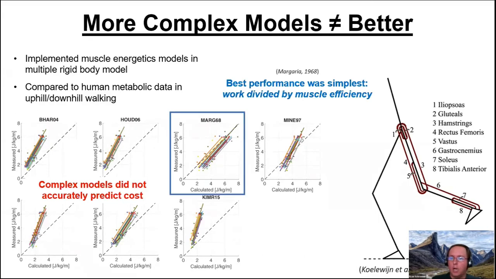And in fact, the one that did do a fairly decent job was just simply the work divided by muscle efficiencies. This was an observation by Margarita in 1968 that muscles performing positive work operated around a 25% efficiency and doing negative work at a negative 120% efficiency. So just the simplest version of this cost model actually did the best in terms of predicting energetics of, in this case, walking uphill or downhill. So the only point being that more complex model doesn't always necessarily mean that it's going to be better at accurately predicting energetics or mechanics.